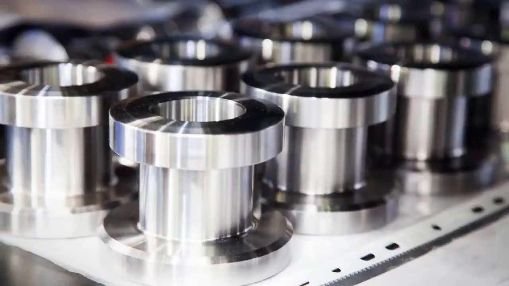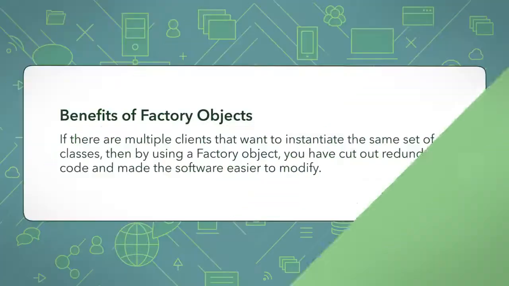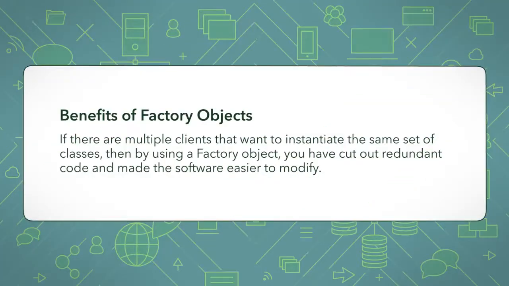What have you gained? First of all, the knife store and its order knife method may not be the only client of your knife factory. Other clients may use knife factories to create knives for other purposes. Maybe there's a method for bulk orders or quality testing. Since all of the actual knife creation happens in the knife factory, you can simply add new knife types to your knife factory without modifying the client code. If there are multiple clients that want to instantiate the same set of classes, then by using a factory object, you have cut out redundant code and made the software easier to modify.